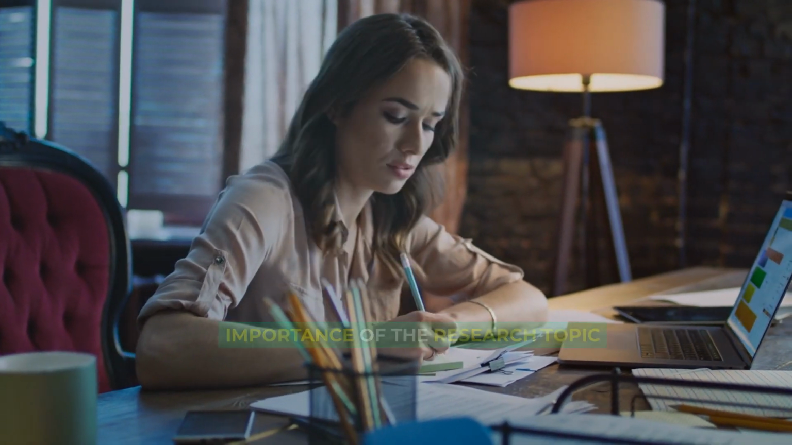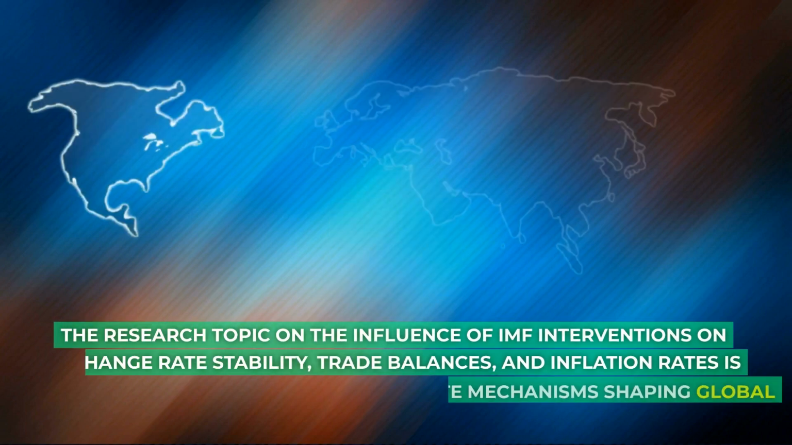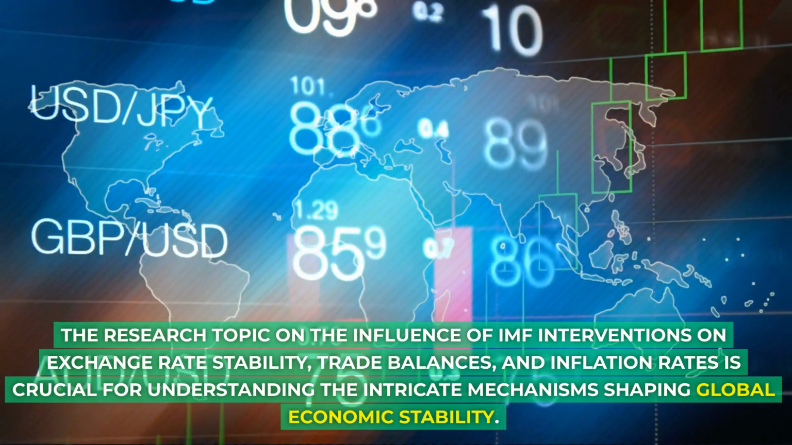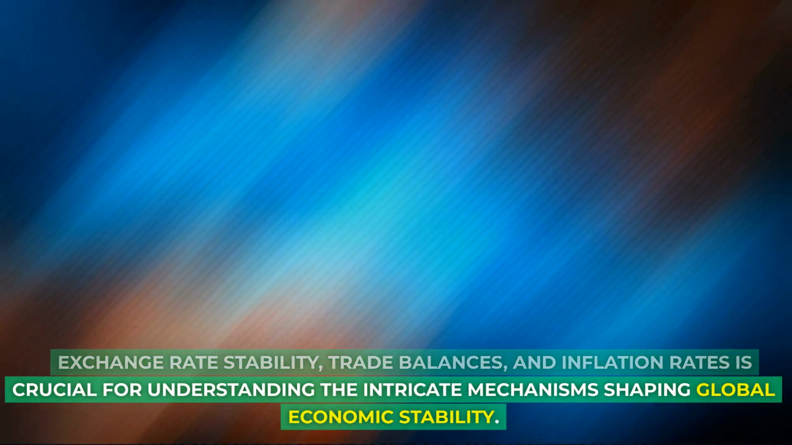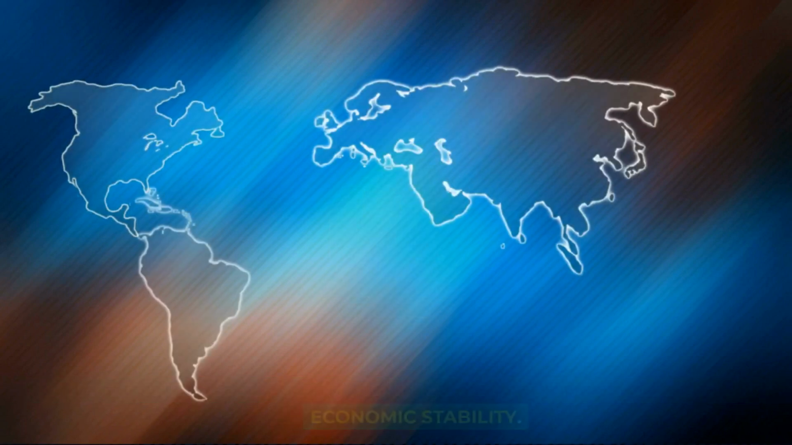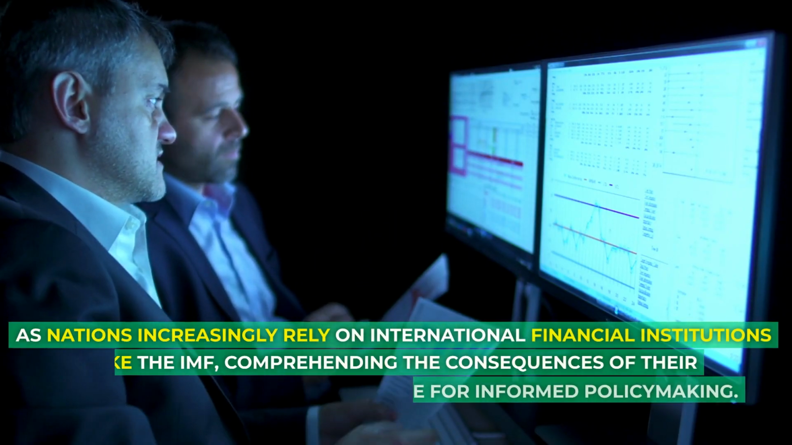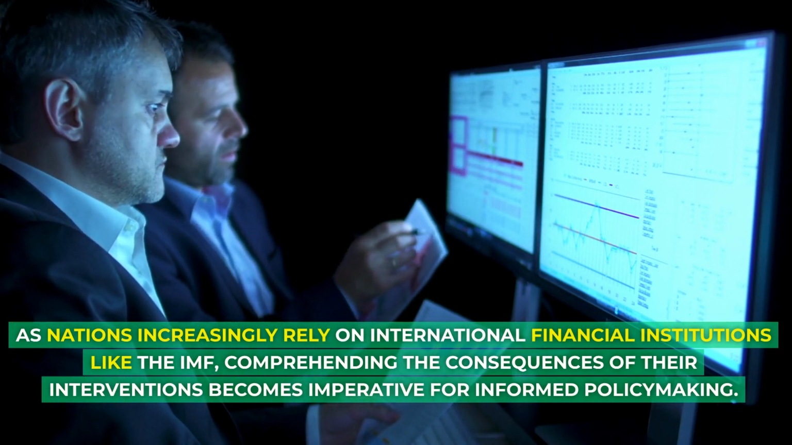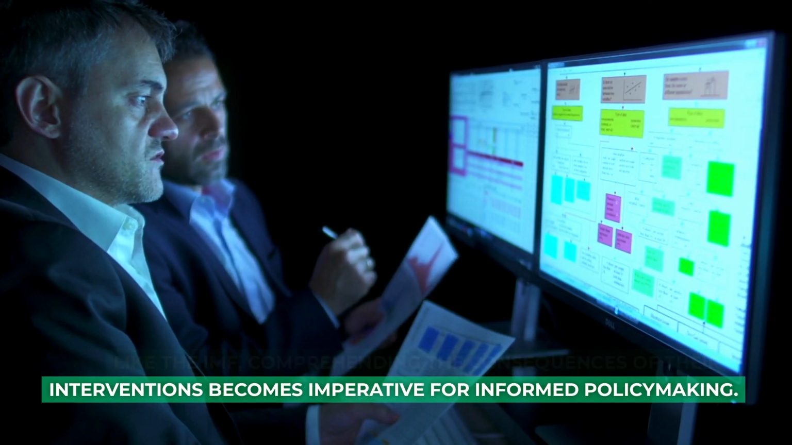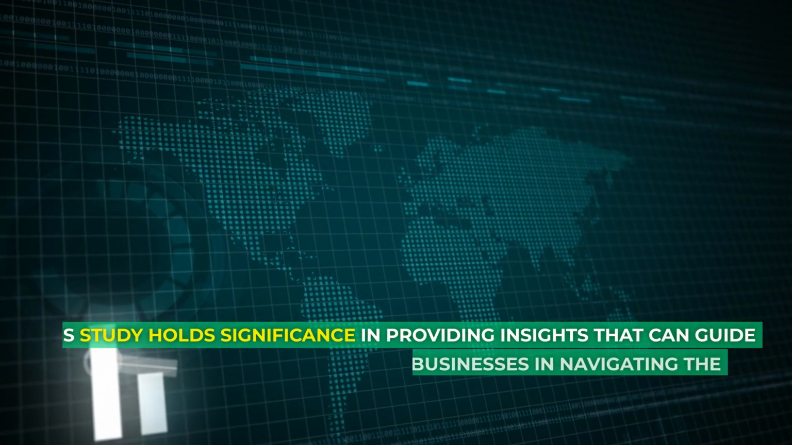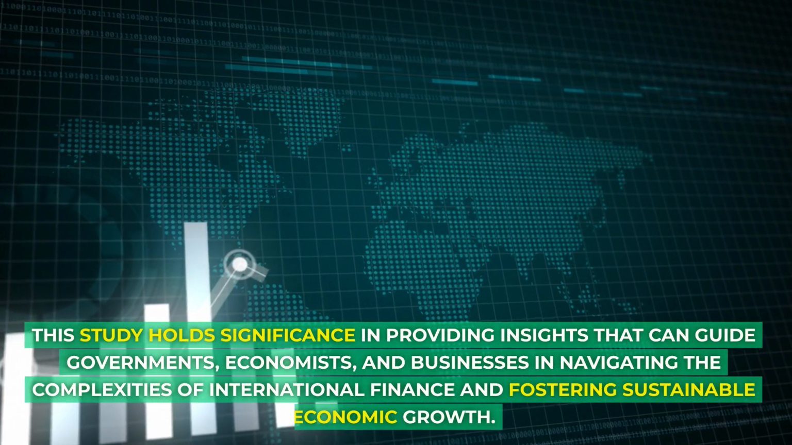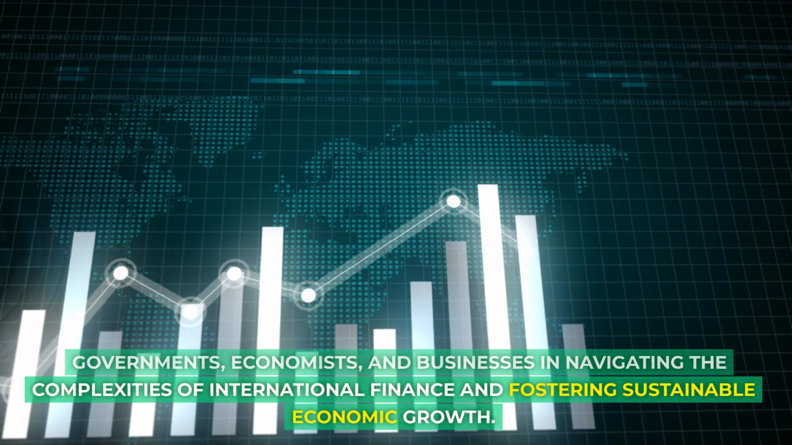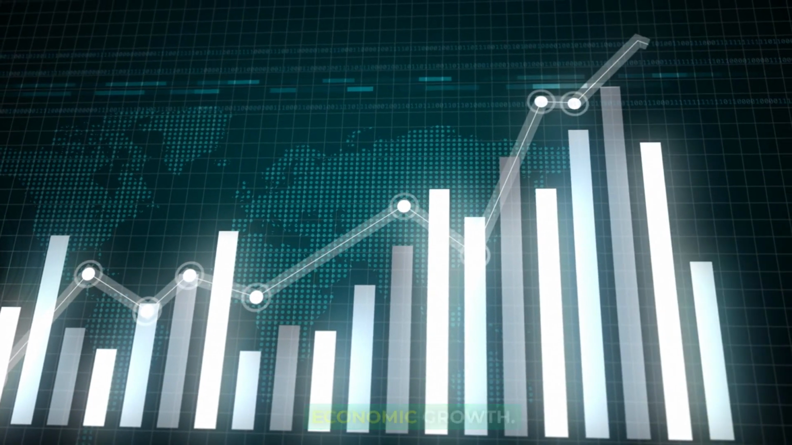Importance of the research topic. The research topic on the influence of IMF interventions on exchange rate stability, trade balances, and inflation rates is crucial for understanding the intricate mechanisms shaping global economic stability. As nations increasingly rely on international financial institutions like the IMF, comprehending the consequences of their interventions becomes imperative for informed policymaking. This study holds significance in providing insights that can guide governments, economists, and businesses in navigating the complexities of international finance and fostering sustainable economic growth.